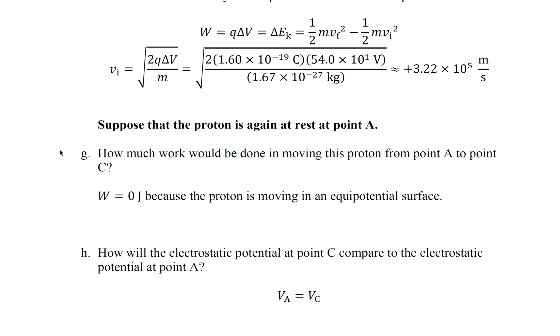Suppose that the proton is again at rest at point A. How much work will be done in moving this proton from point A to point C? It's 0 because it's at an equal potential surface. Hopefully we'll learn more about equal potential surfaces later, if we haven't learned about it already.